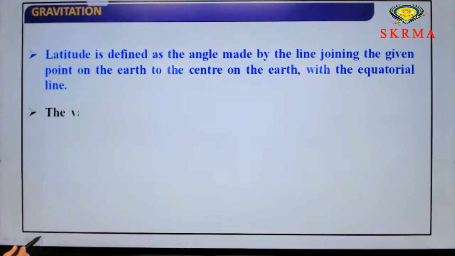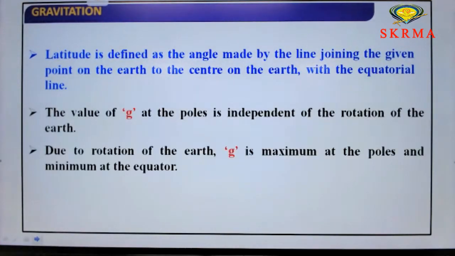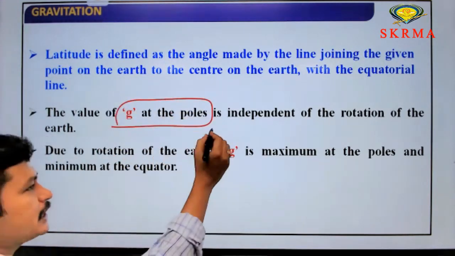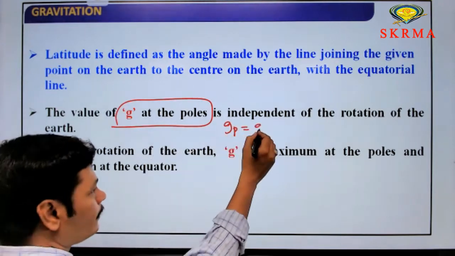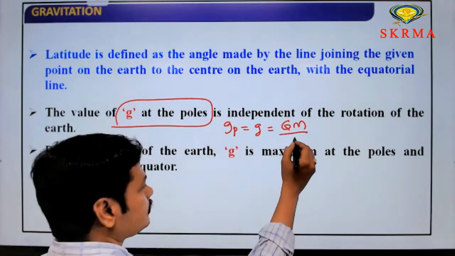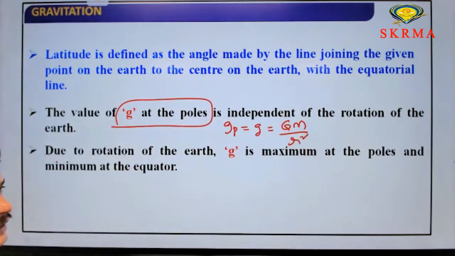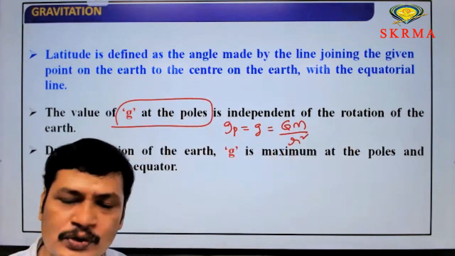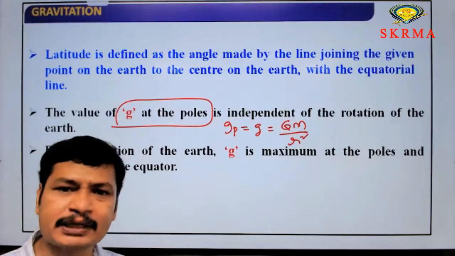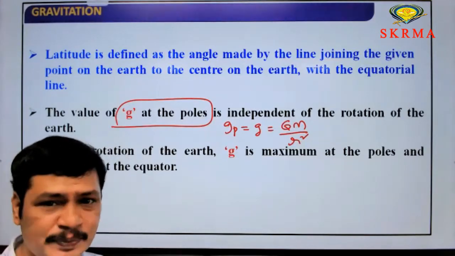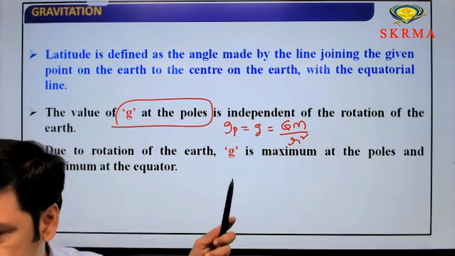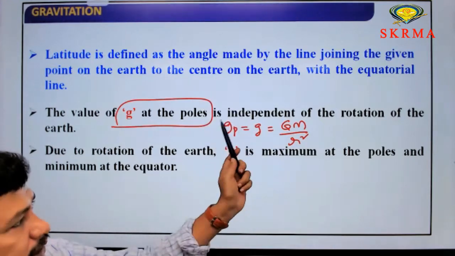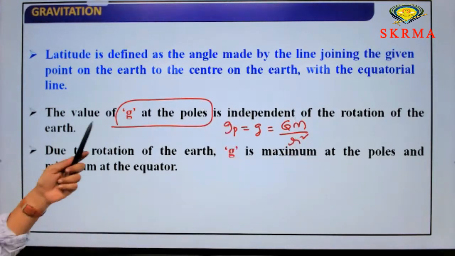All these things are what we discussed here. If you observe at the poles, what equation did we obtain? G at the poles is independent of rotation. Why? Because G at the poles is equal to GM by R square. This is the equation at the poles. That's why it is independent of rotation. If you consider rotation, there is an angle term, nothing but the phi term, and then it is dependent. Otherwise, it is independent. At the poles, we obtain G_P equal to G, that is GM by R square. That's why I said it is independent of the rotation of Earth at the poles.